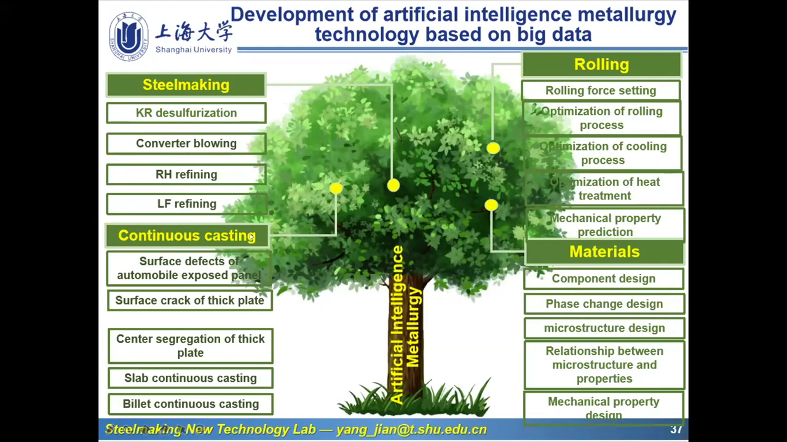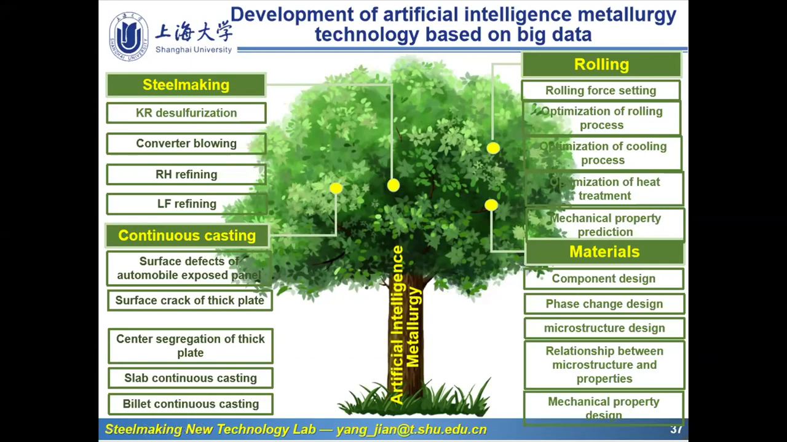And we can do some work on continuous casting, about the surface defect of the automobile exposed panel, about the surface crack of the slab, about the center segregation of the slab, about the slab continuous casting and the billet continuous casting.